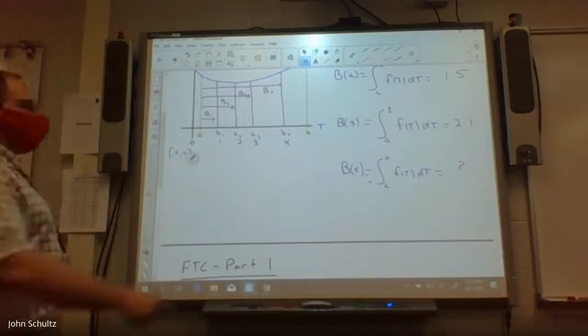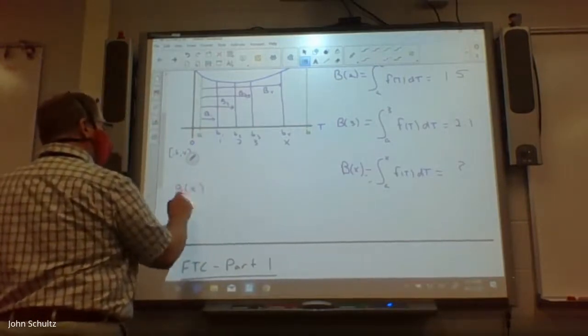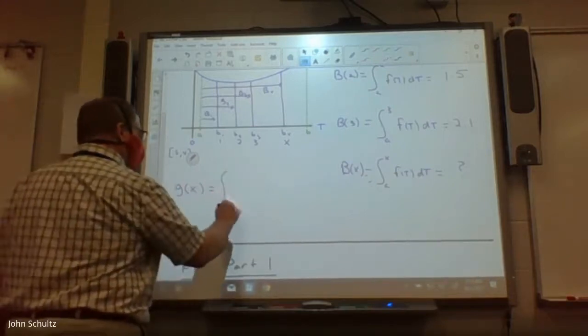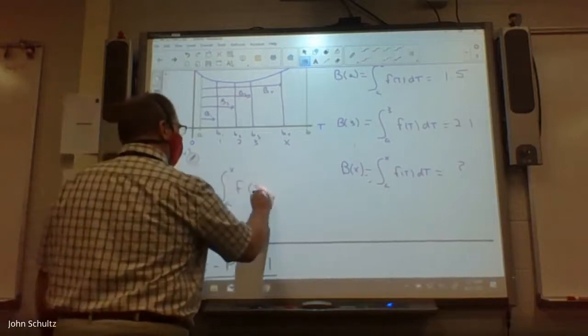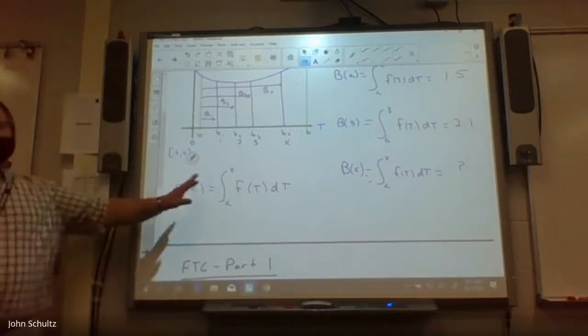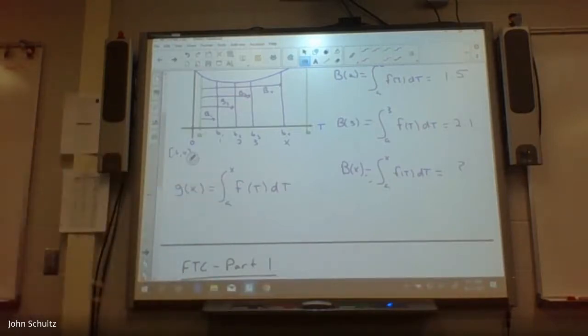So they're going to say instead of calling it B of x, we're going to call it G of x. And G of x is going to be the function that takes the area from the starting point A to some value of x of our function f of t dt. And I need you to understand that this is a function. For any value I put in for x, I'm going to get a specific area. And if I graph it, I'm going to get a graph.